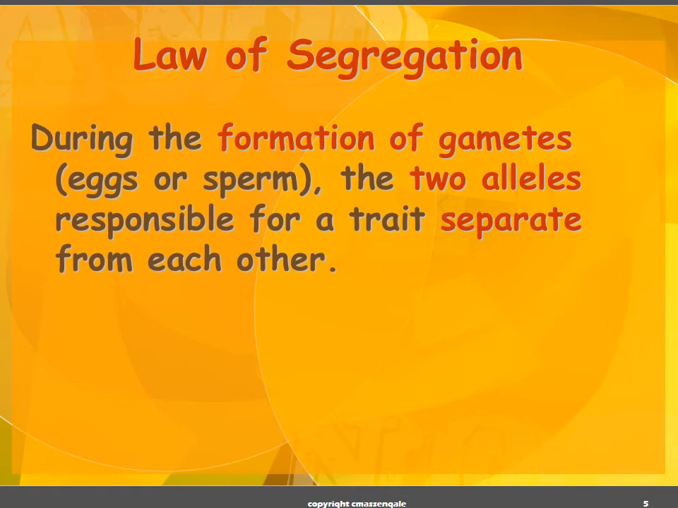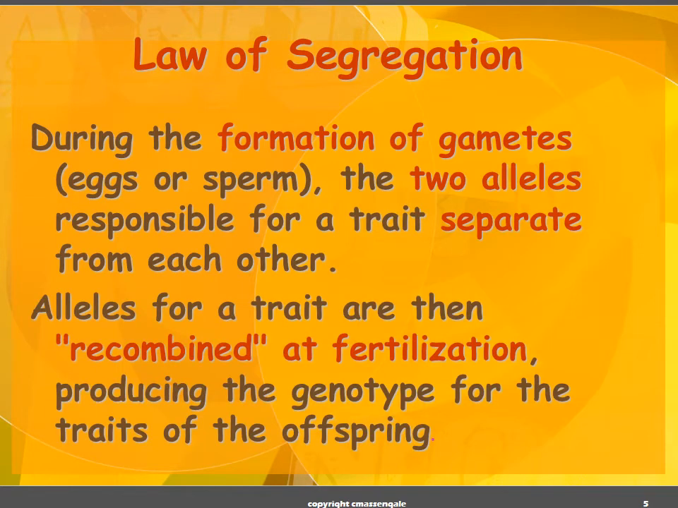Obviously, Mendel didn't know about this at the time, but it's a very important process. But remember, they separate to opposite sides of a particular cell, of the sex cell. But then, when fertilization occurs, these traits recombine, as it were, and produce the genotype for the offspring when they are recombined.